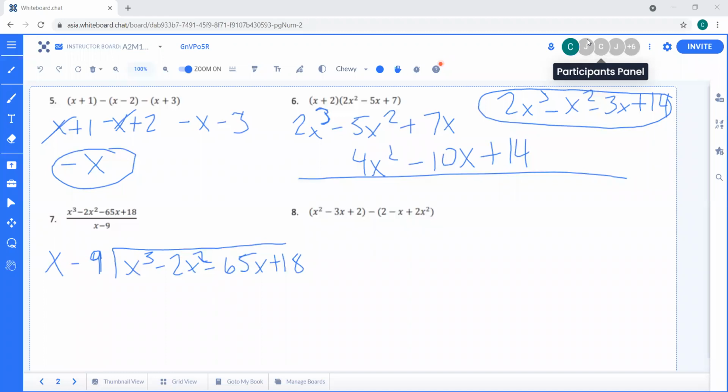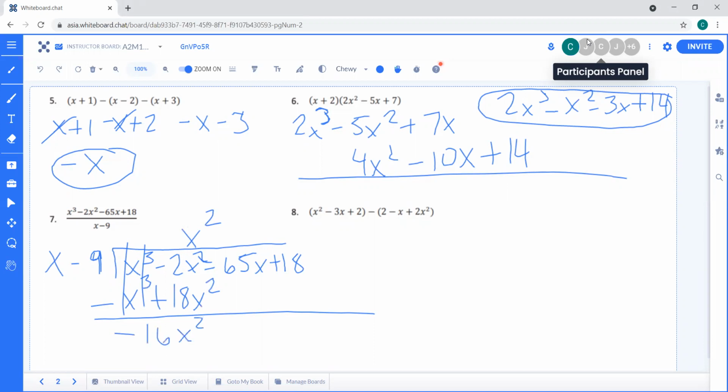Okay, how do we make x become x cubed? Well, we need an x squared. So that's x cubed minus 18x squared. Those cancel when we negate those. And we get a negative 16x squared minus 65x. We get a negative 16x. That becomes negative 16x squared.